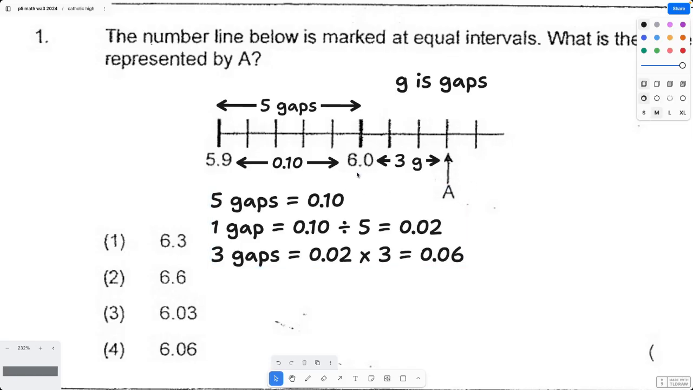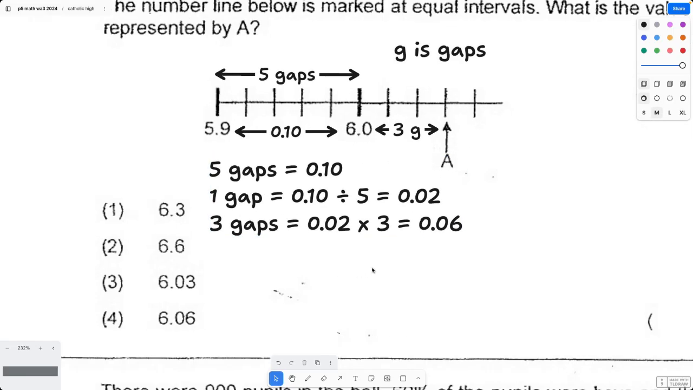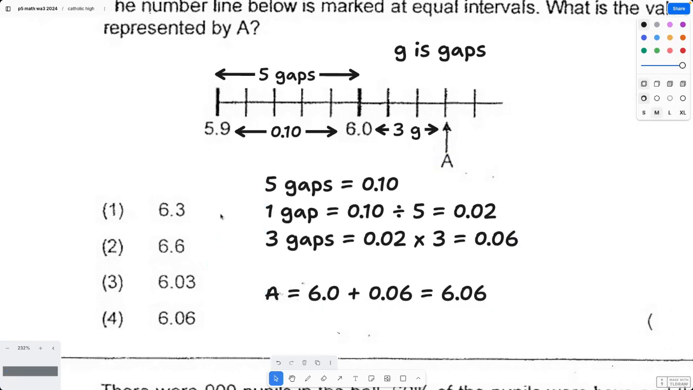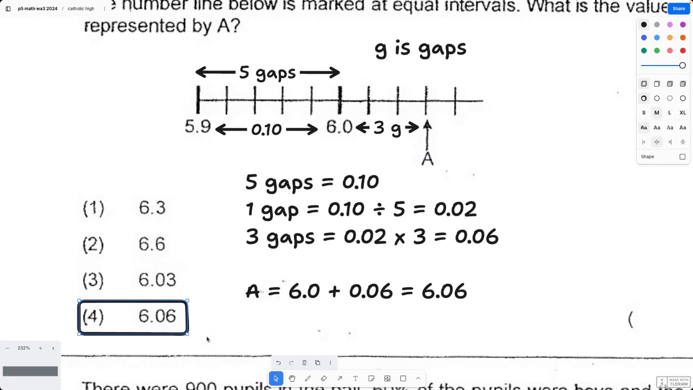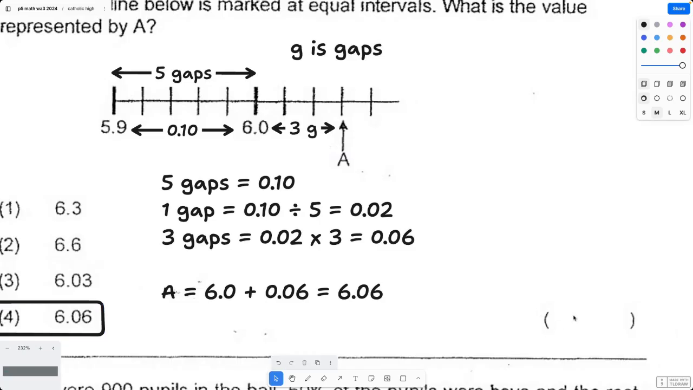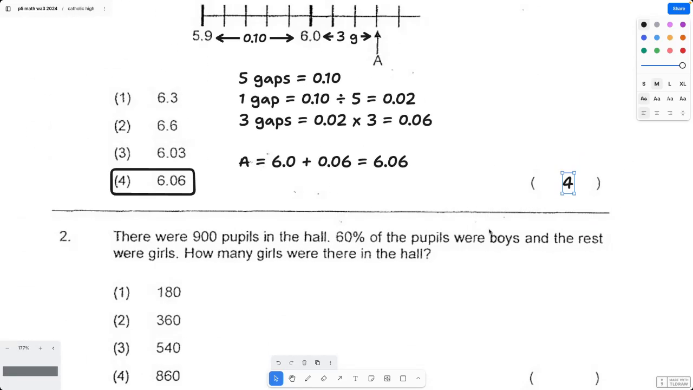So that means A is equal to 6.0 plus 0.06, which is equal to 6.06. In this case, the answer is option 4, 6.06. That's the answer. All right, let's move on to the next question.